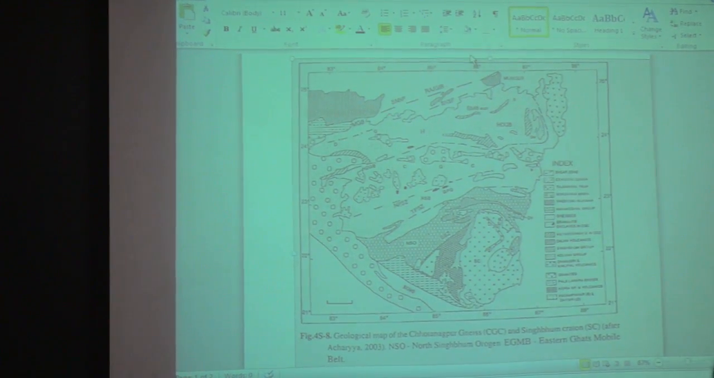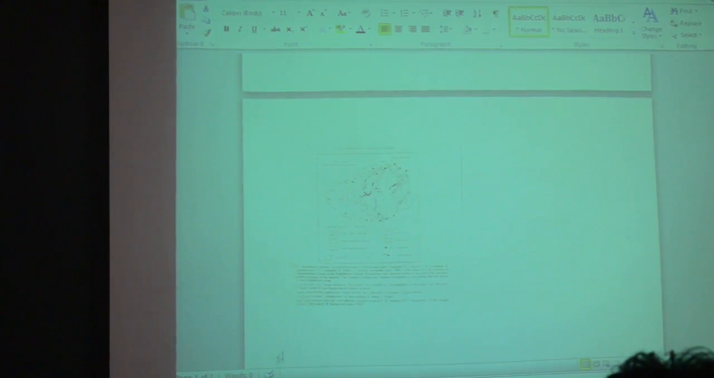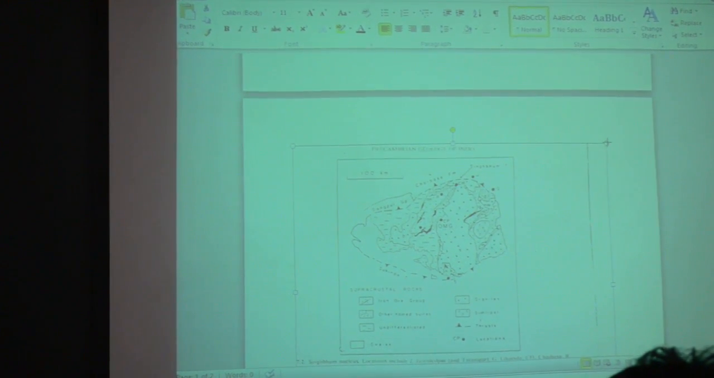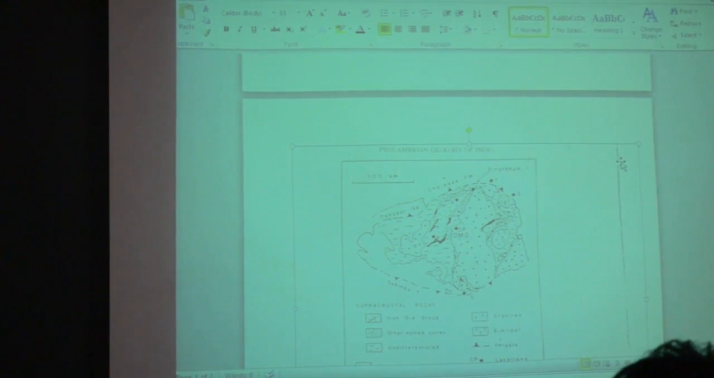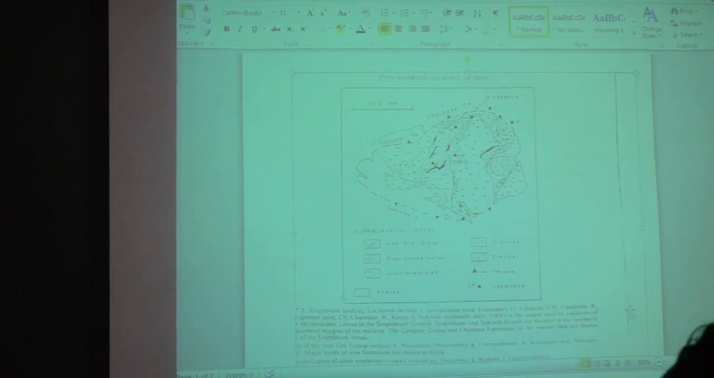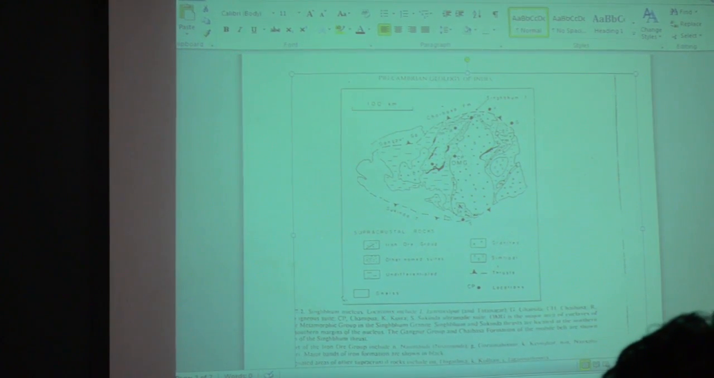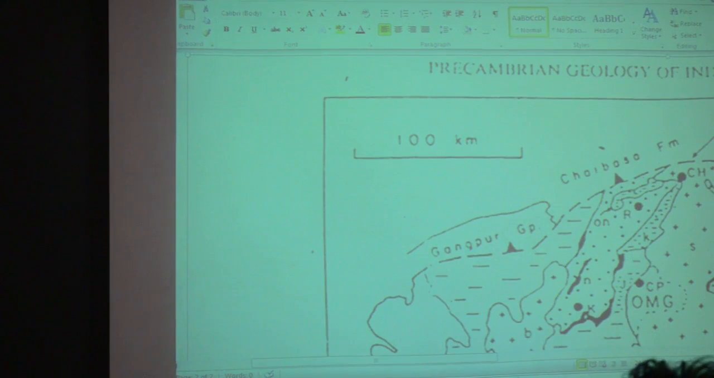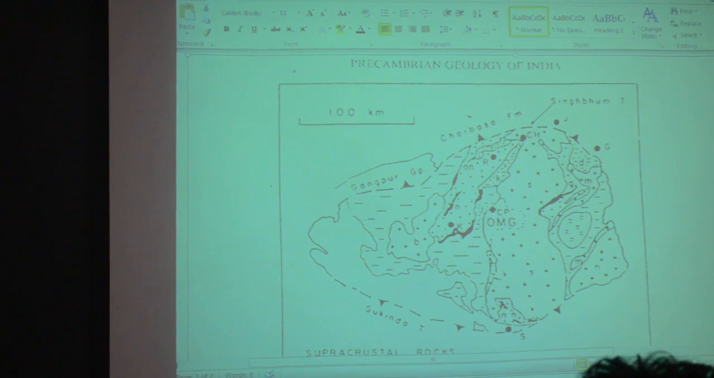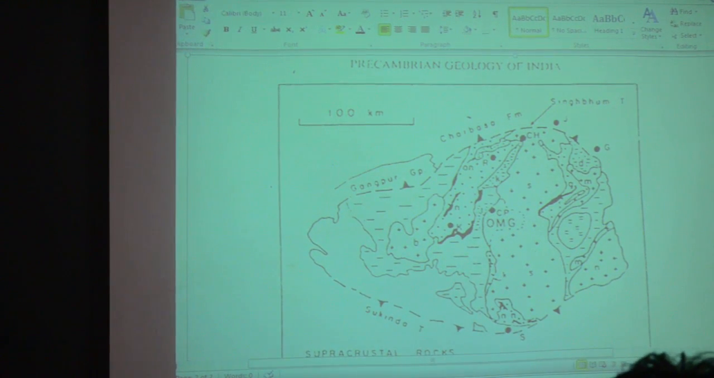Now come to this figure. This is another figure, which another gentleman has given, a little older. But he should also be acquainted with this type of thing, perfect, when somebody asks you a question. In this figure he is only showing the Craton part, the Singhbhum Craton part, that is oval shaped geometry.